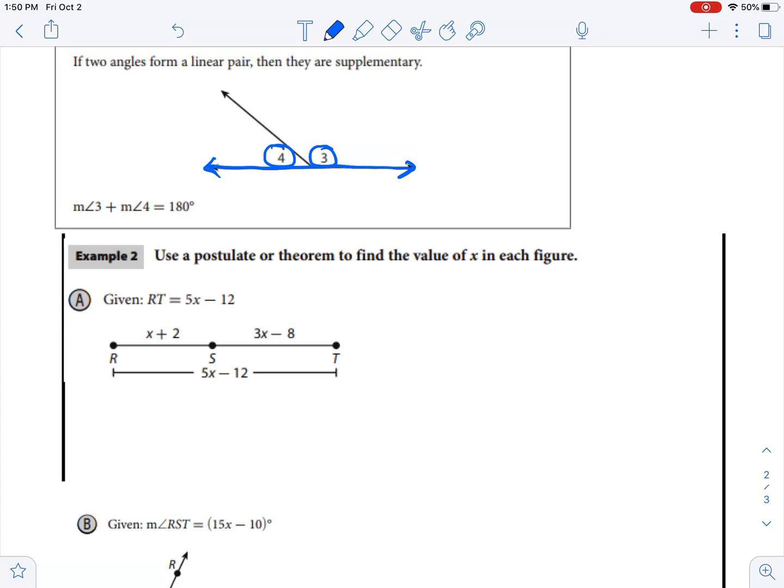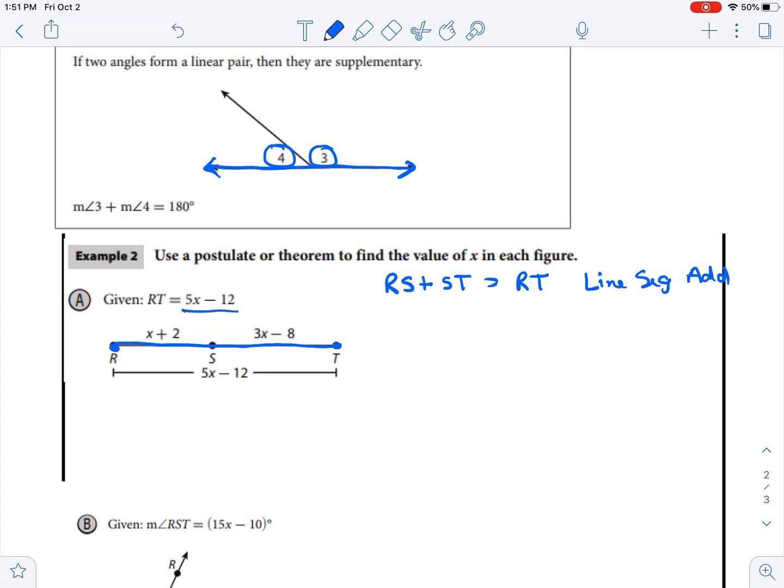Okay, if I look at this right here, so given RT equals 5x minus 12, they actually give us here, so R to T, they say given that this whole line is equal to 5x minus 12, we want to use the postulate or theorem to find the value of x in each figure. So what we would say is that RS plus ST equals RT. And then this is the segment addition postulate. So it's just what we've gone through. So if the two smaller parts add up to the whole thing.